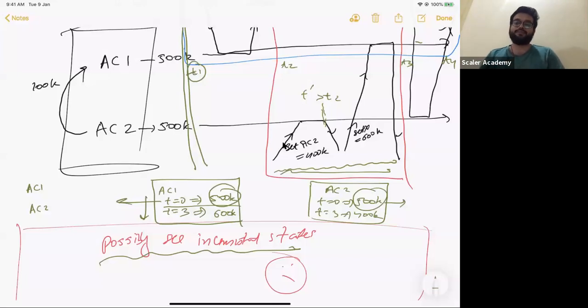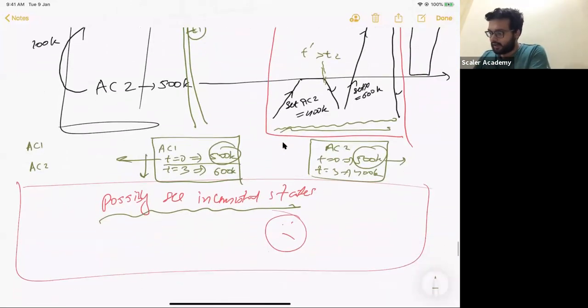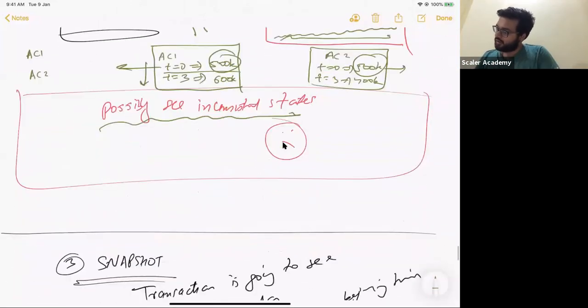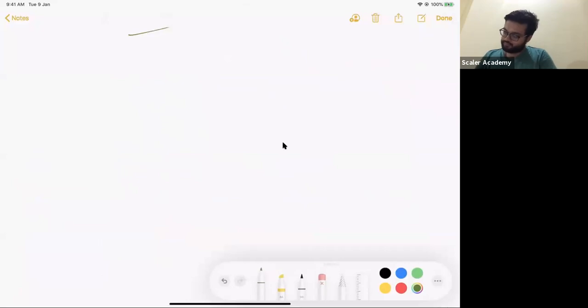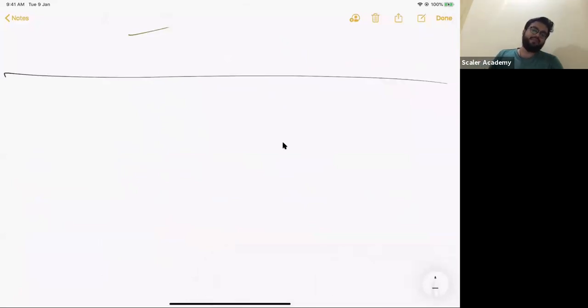Now let's actually see a problem with snapshots, and then we can move to one more level of serializability, isolation, and then we can discuss dirty reads, phantom reads, and so on and so forth. Cool.